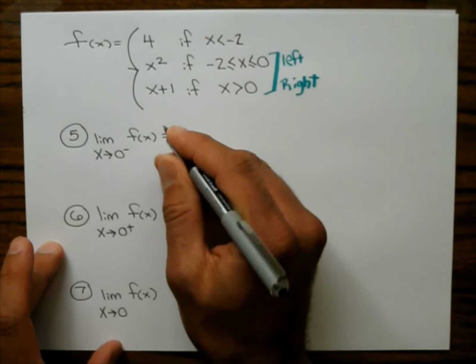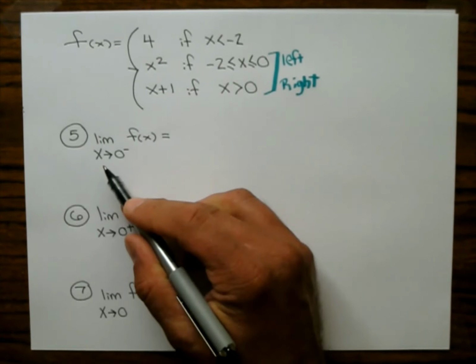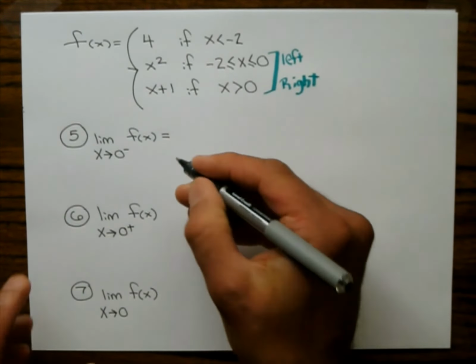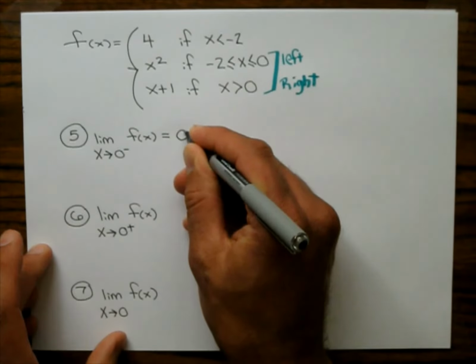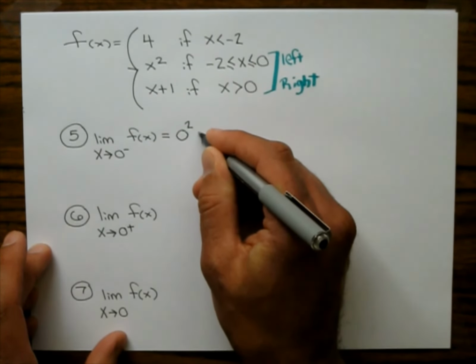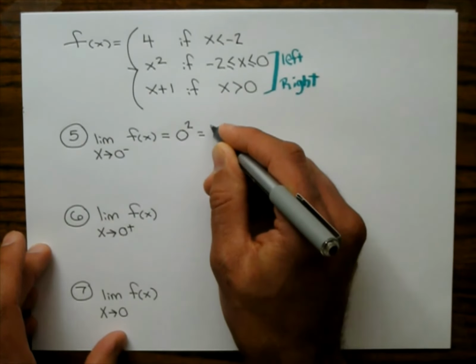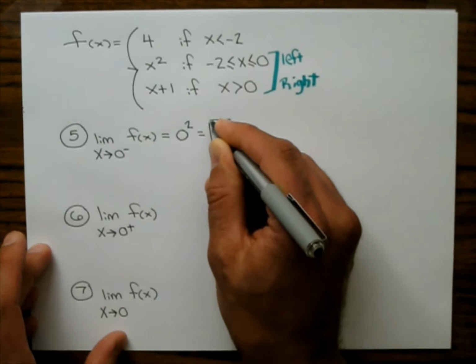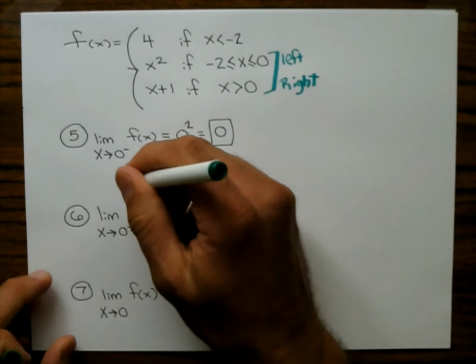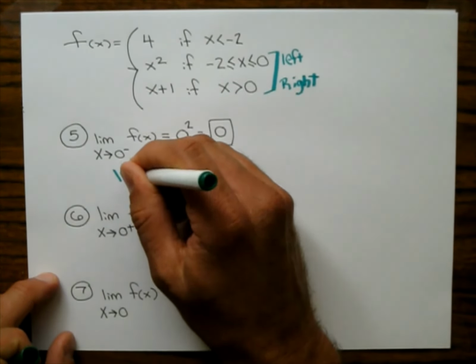So the first one says limit of f as x approaches 0 from the left. From the left, so you just put 0 in there. This is going to be 0 squared. So I'm putting it right there. 0 squared is 0. So this one-sided limit does exist. It is 0, and we approach things from the left there.